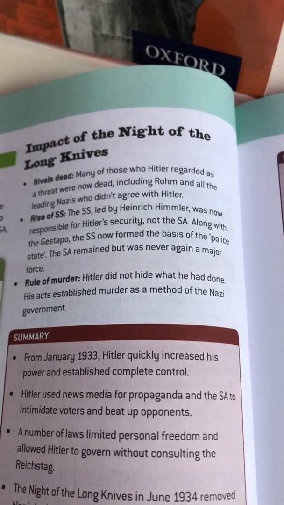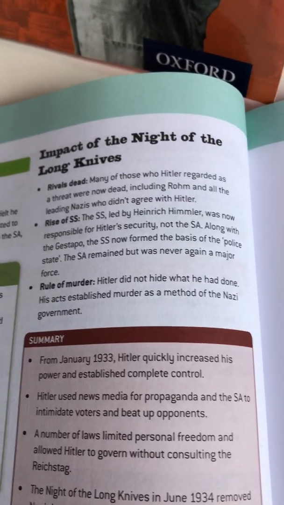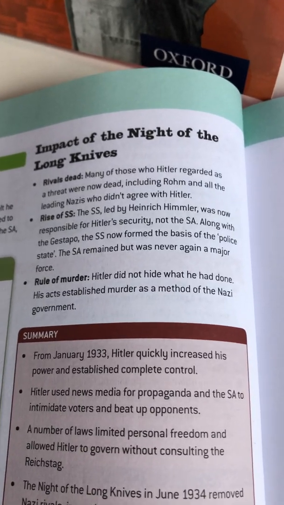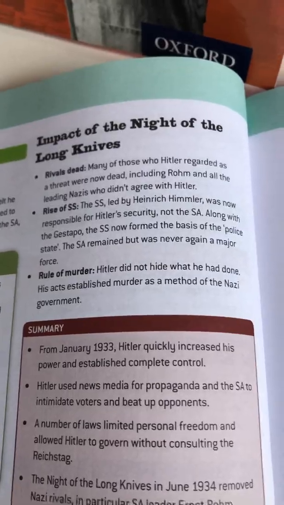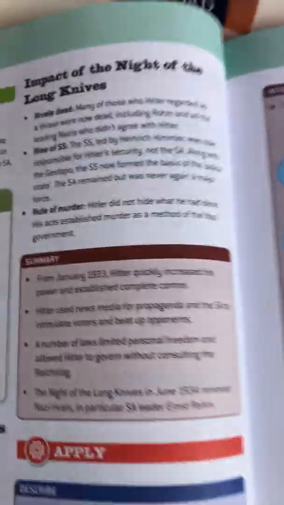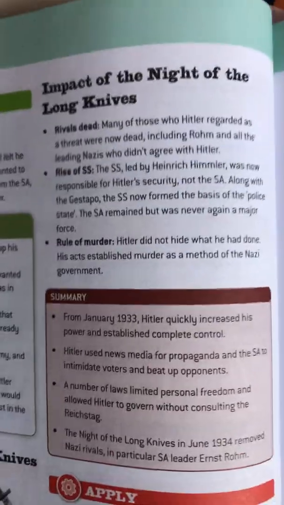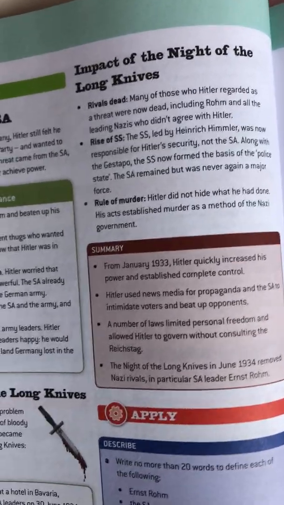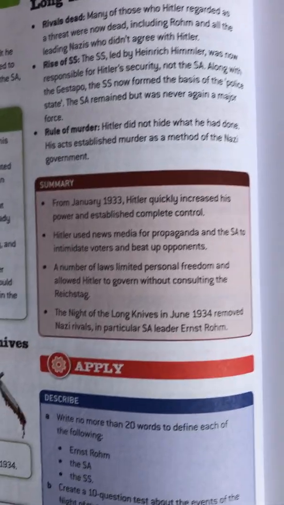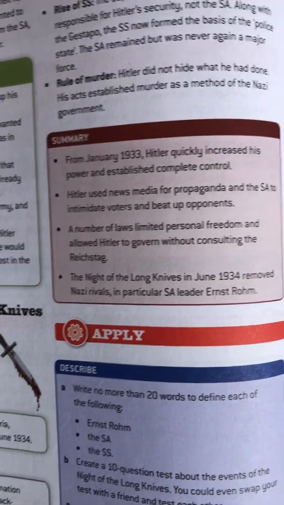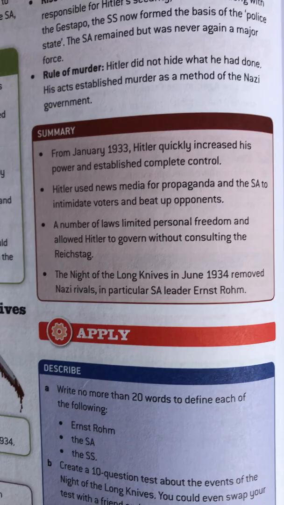What that made very clear to people is that Hitler didn't hide that he was willing to use murder as a means of making sure that he remained in control of the Nazi government. It also let the German army know that they were no longer going to be replaced by the SA, leaving Hitler in a position where he could get the German army to declare their loyalty to him rather than to the German country.